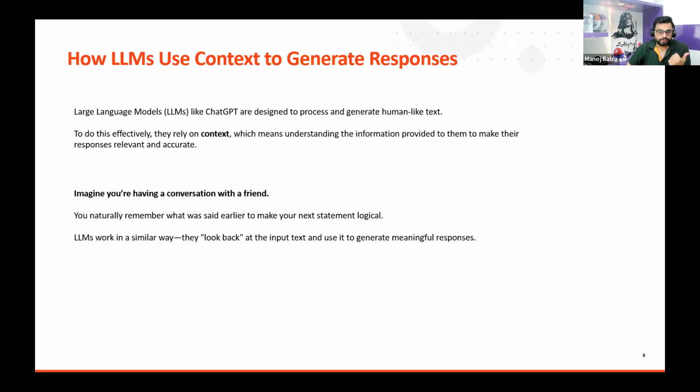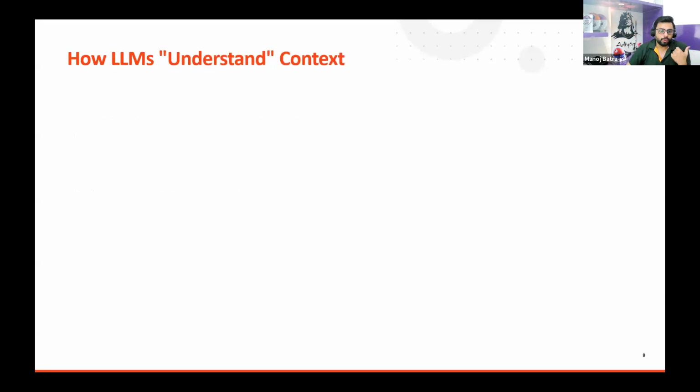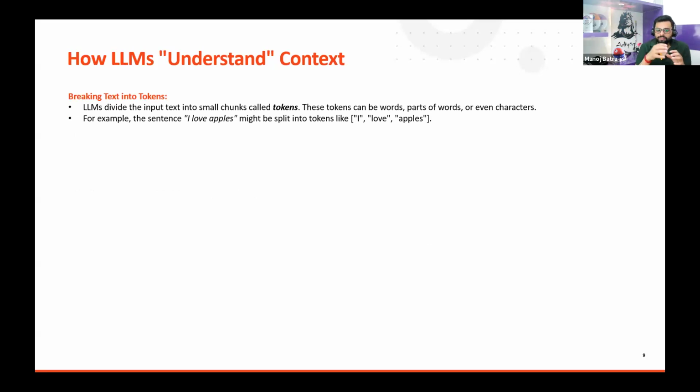Moving on to the next slide, where I talk about how LLMs understand these contexts. So let's break it down into three steps. Obviously the first step here would be whatever you pass it. The LLM divides your input into small chunks, which we will see in our vector database. But for this slide reference, just understand.